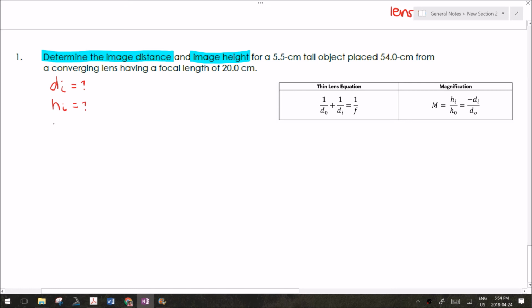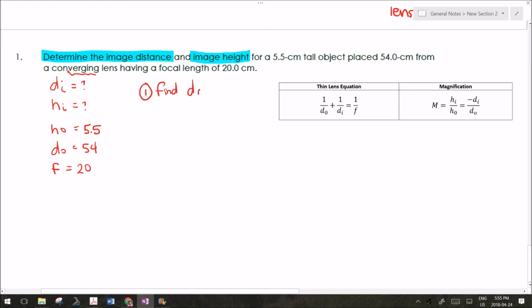What we know is that we have the height of the object, which is 5.5 centimeters. We have the distance of the object, which is 54. And we have the focal length, which is 20. We know that it is a converging lens, so our focal length can be positive. So in this case, we want to figure out what's the best way to go about solving this problem. I'm given dO, I want to find dI, and I have the focal length. So I can use this equation here to determine the distance of the image. So let's do that first.